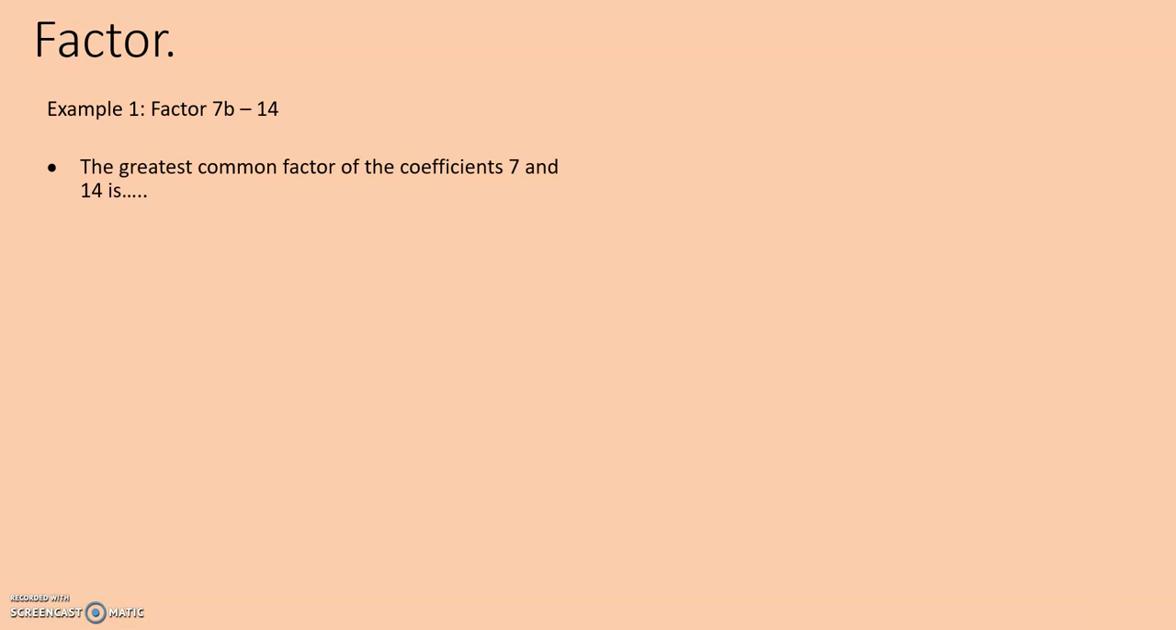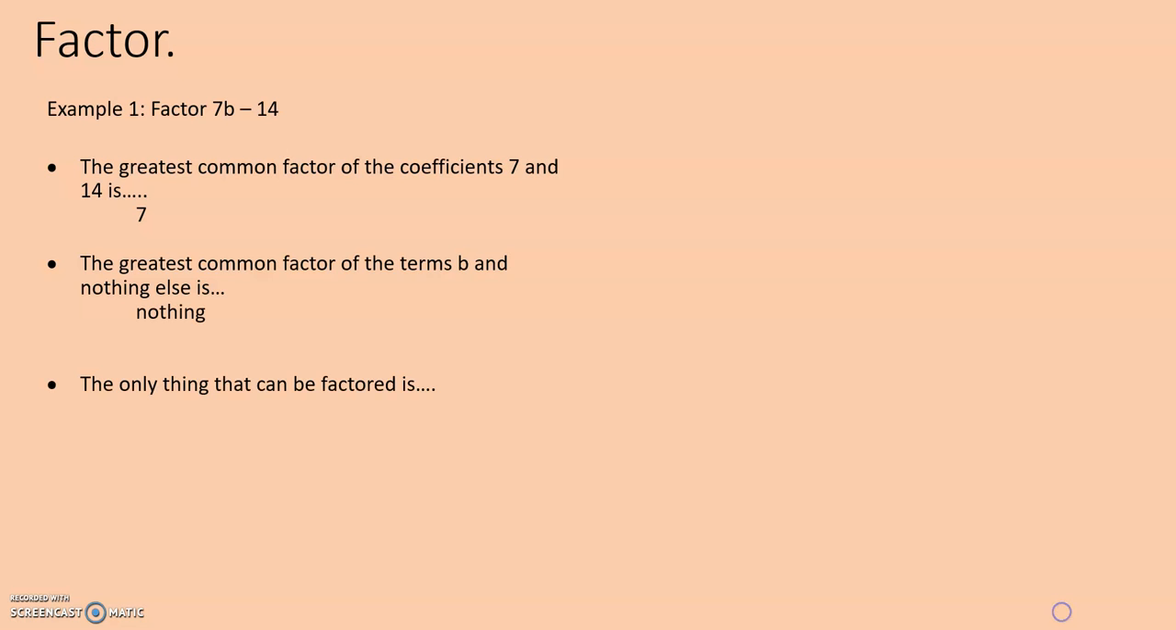The greatest common factor of the coefficients 7 and 14 is 7. The greatest common factor of b and no variables with the 14 is nothing. The only thing that can be factored from 7b minus 14 is 7. We're going to rewrite the polynomial as a product.